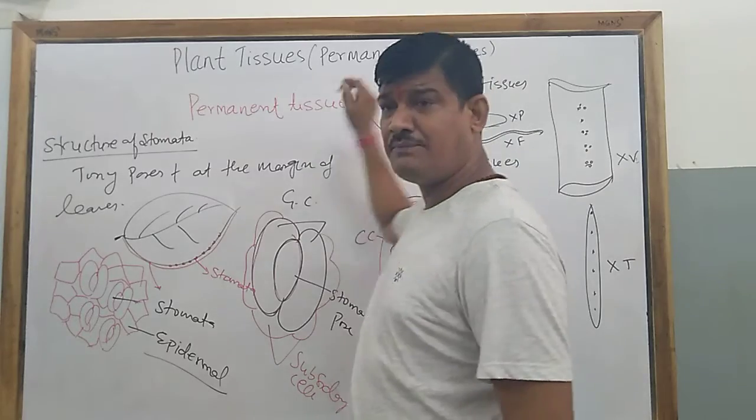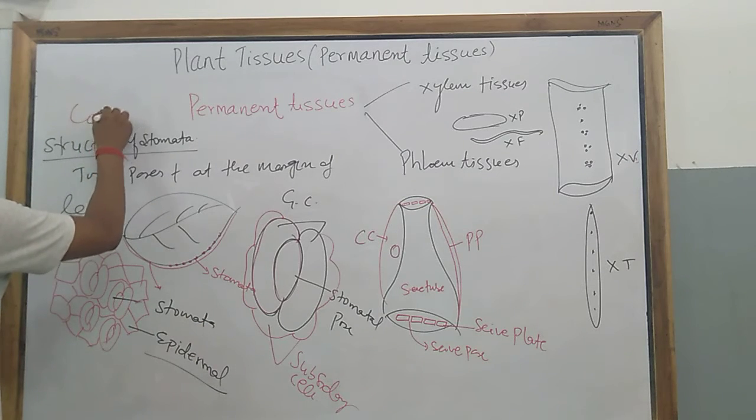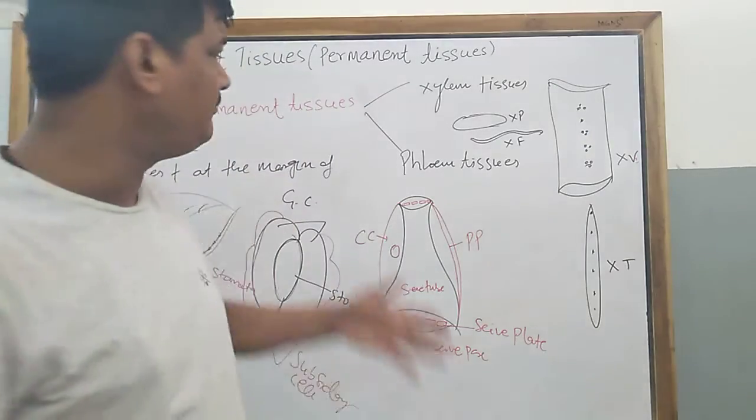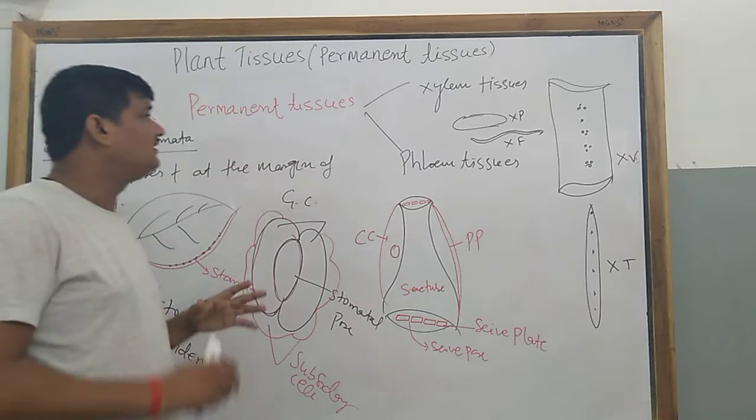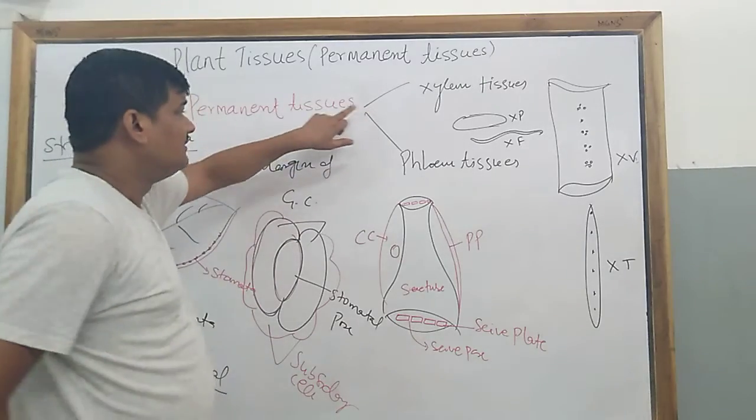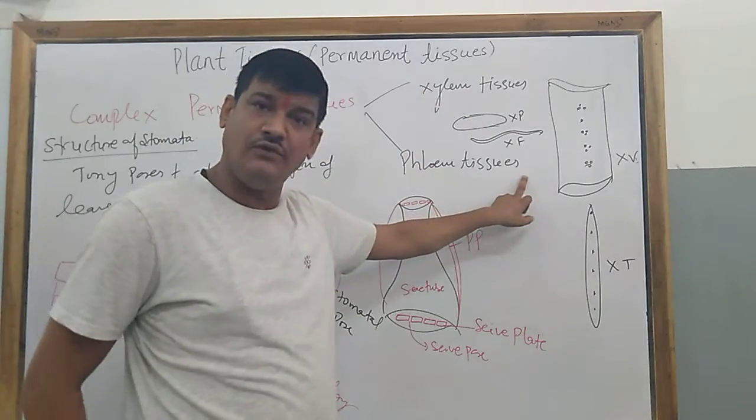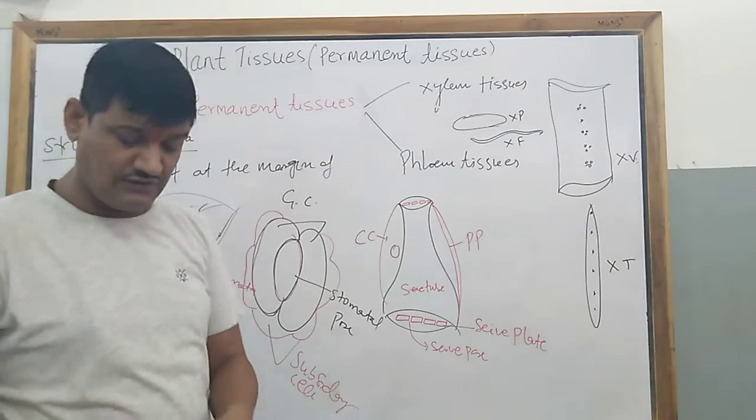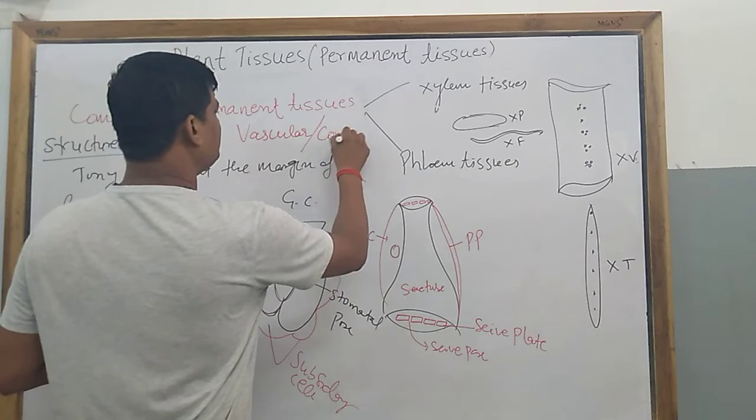So now let us see the permanent tissue, that is the complex permanent tissue. Once again, I just come to the flashback. I would like to remind you that complex permanent tissues are a group of tissue, a group of cells. They consist of more than one different kind of cells which perform different function. And this complex permanent tissue is of two types. One is the xylem tissue and second one is the phloem tissue. And these xylem and phloem tissues are collectively known as vascular tissue. It is also called conductive tissue.